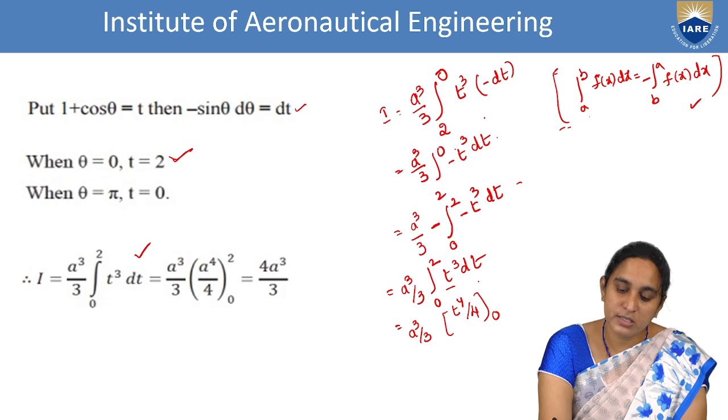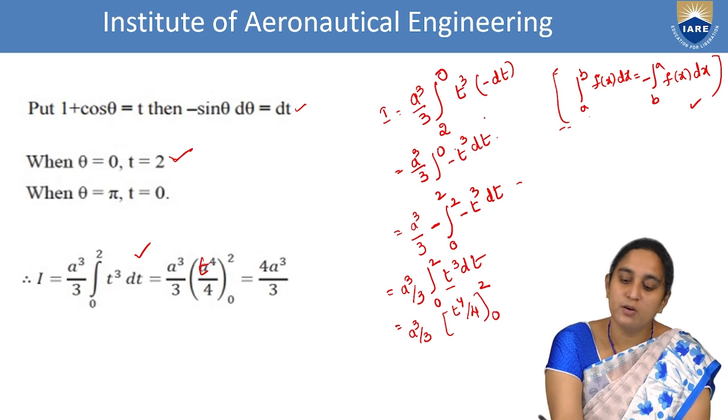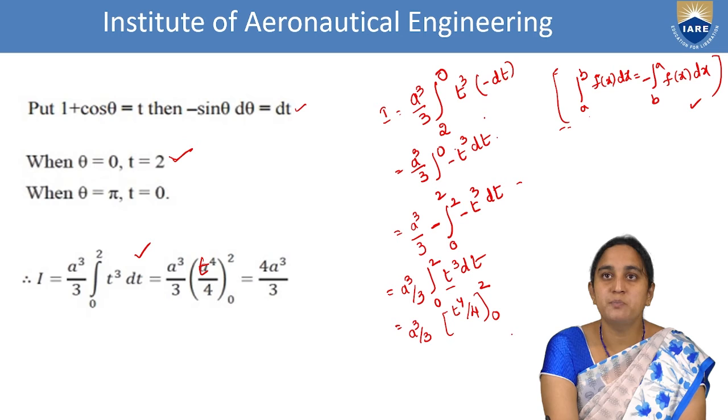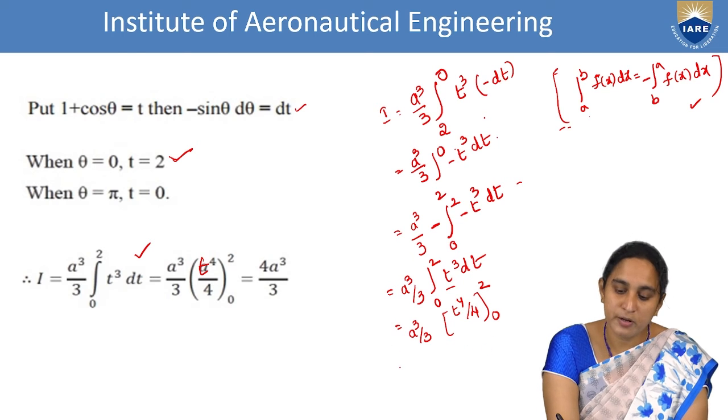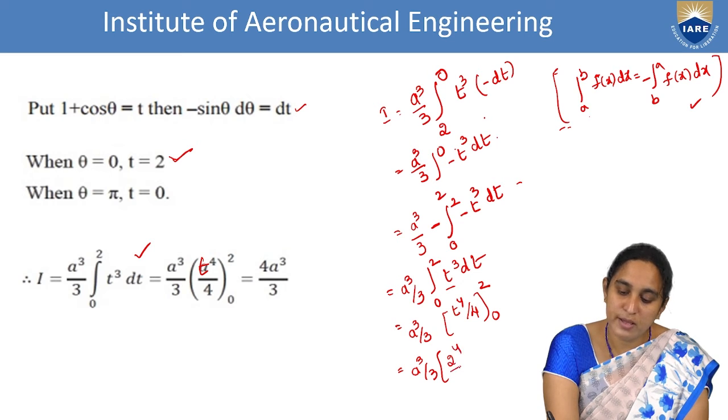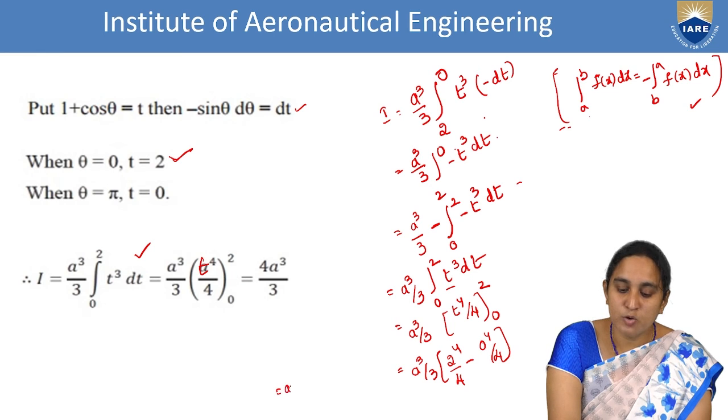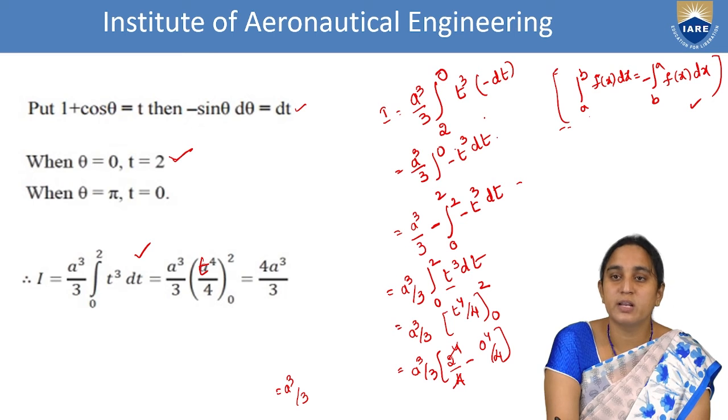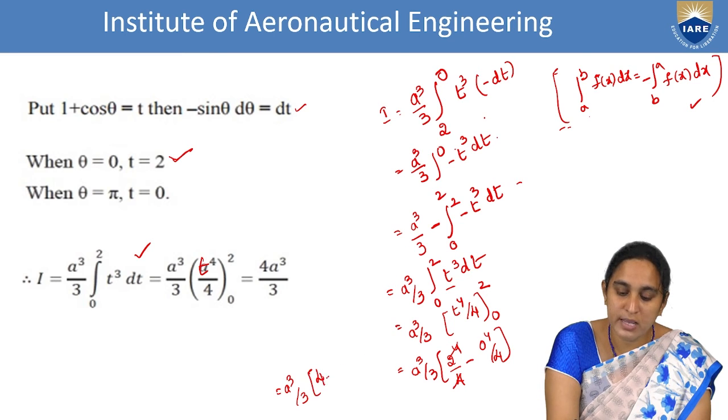And what are the limits for that? 0 to 2 here, t. t power 4 by 4, limit points are 0 to 2. From that, a cube by 3, here I am substituting the upper point as 2, that is 2 power 4 by 4 minus lower point as 0 power 4 by 4. From that, a cube by 3 into 2 power 4 means 16, and 4 and 4 cancel. Here we got 4 minus 0. Therefore, the final answer is 4a cube by 3.